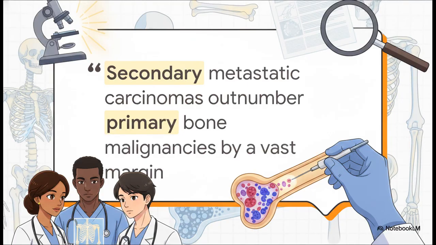To wrap this all up, secondary metastatic carcinomas outnumber primary bone malignancies by a vast margin. But if you fail to suspect myeloma in an older adult or misplace your biopsy incision, the diagnostic war is lost before it even begins. So what will you look for first on your next set of rounds?